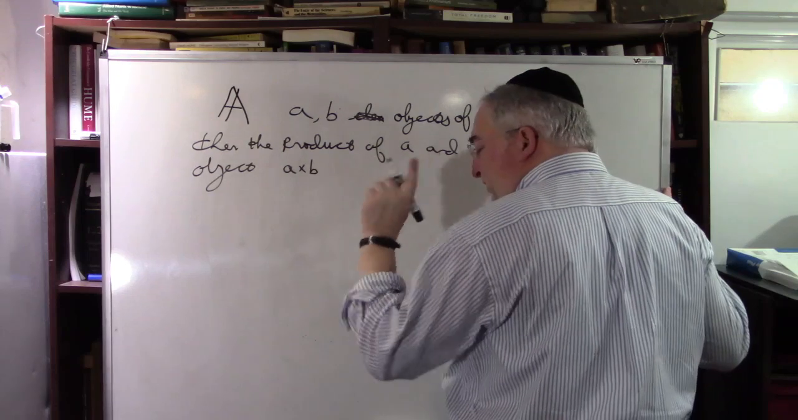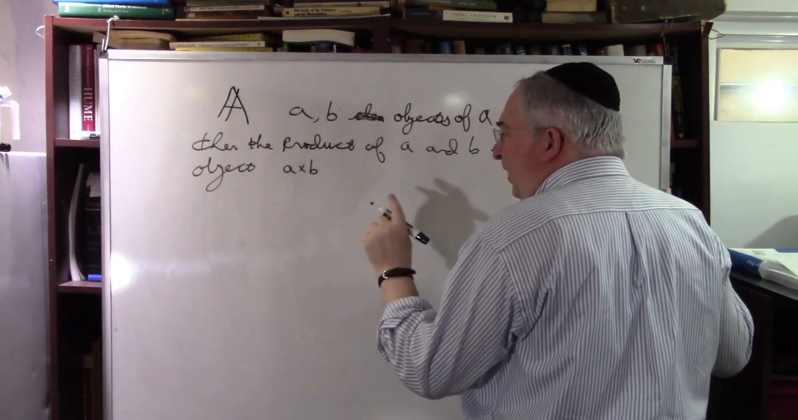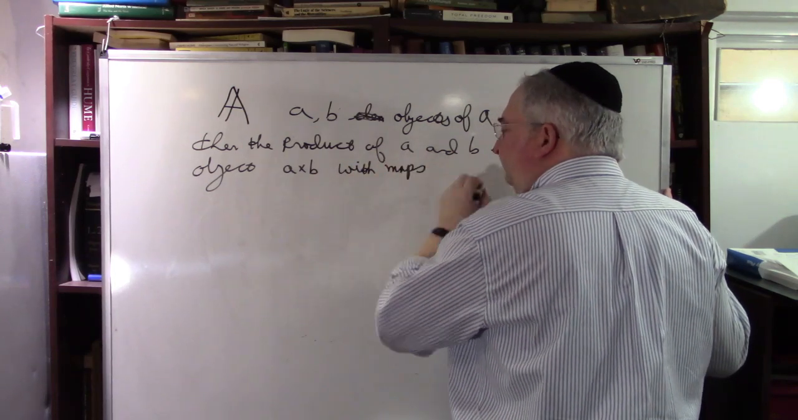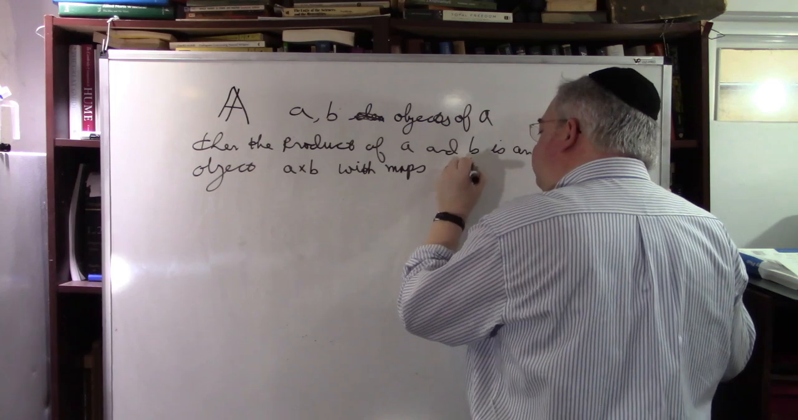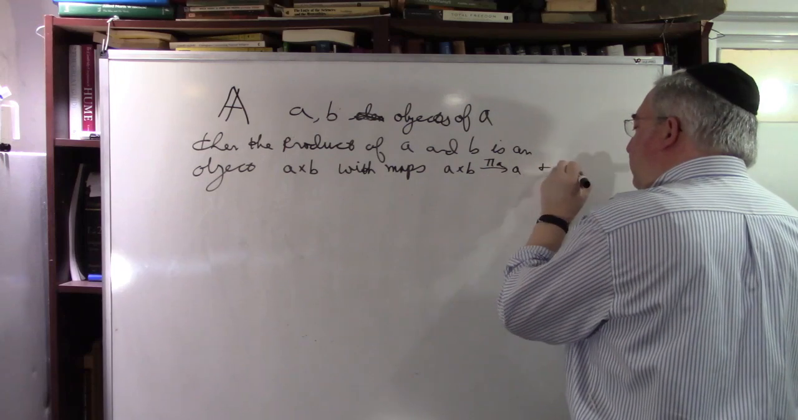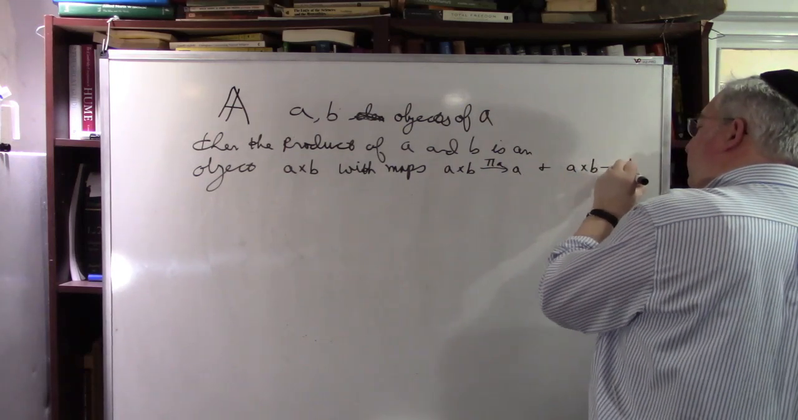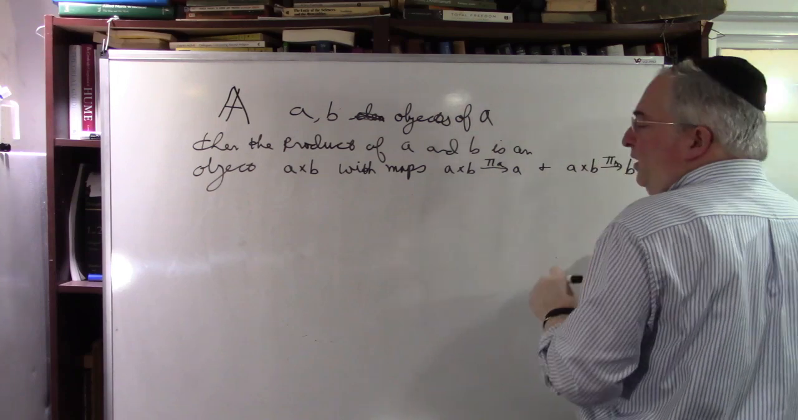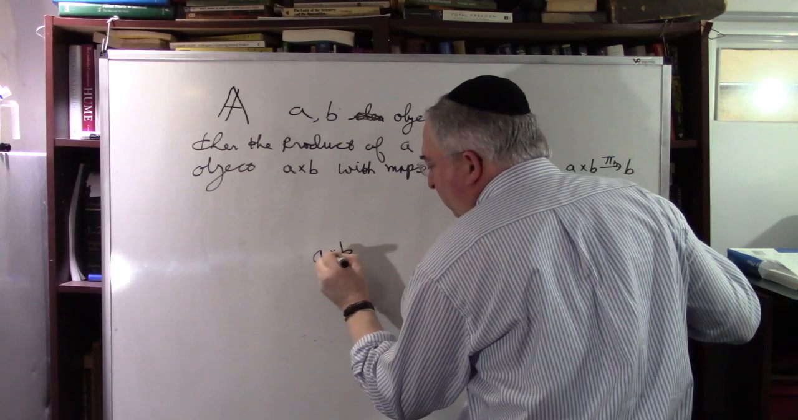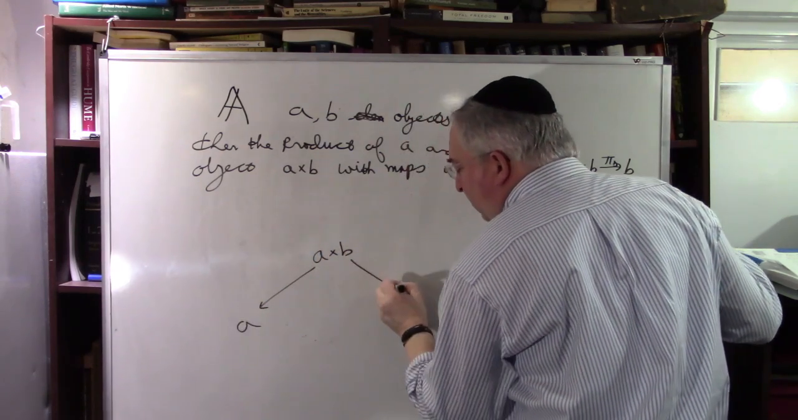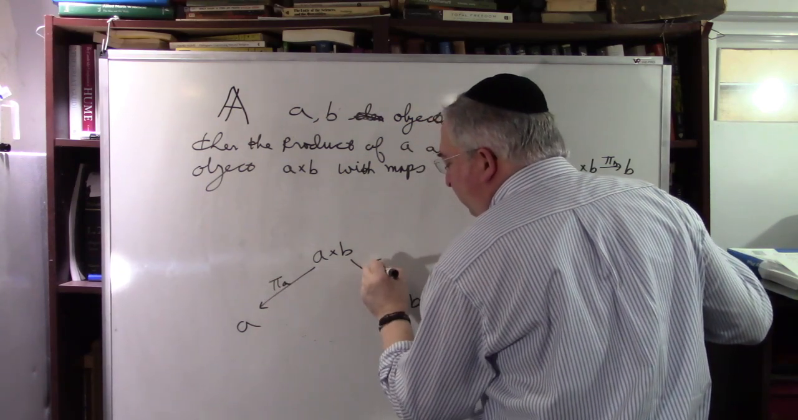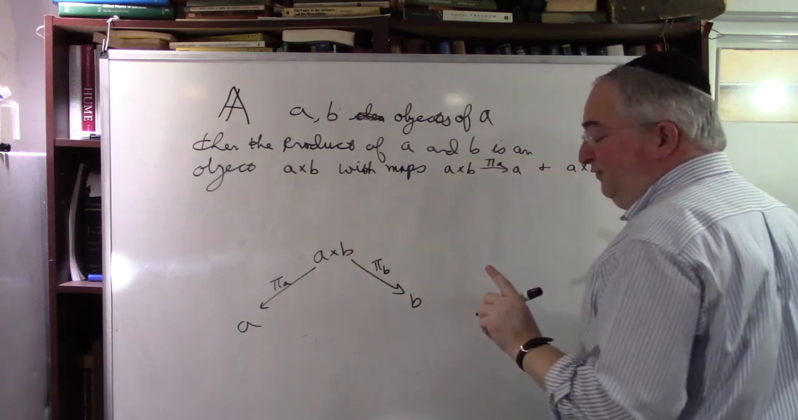Okay? It's not just the product. You have to include the maps also. With maps, okay, A cross B to A, we'll call that pi of A, and A cross B to B, we'll call that pi of B, okay, and it satisfies the following requirement. Here's A cross B, and it has maps to A, and to B, and this is pi of A, and this is pi of B. Well, it has the following requirement.